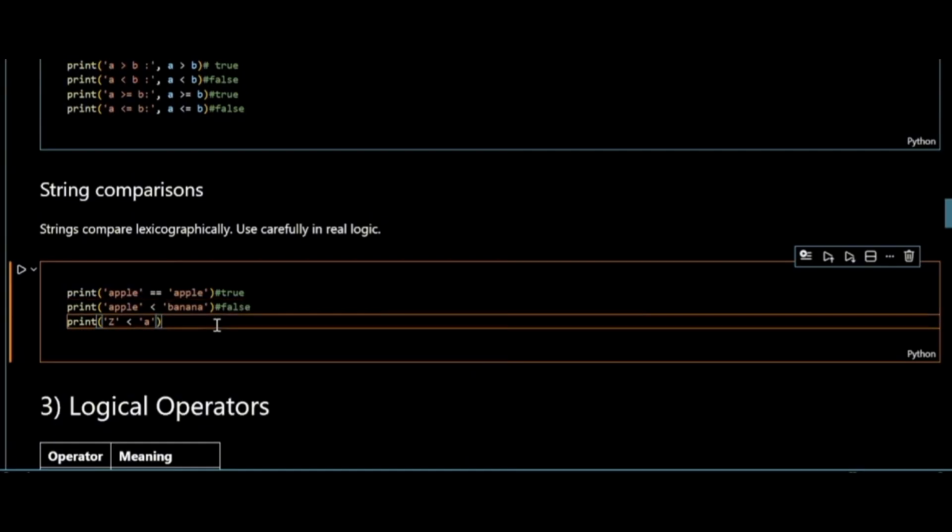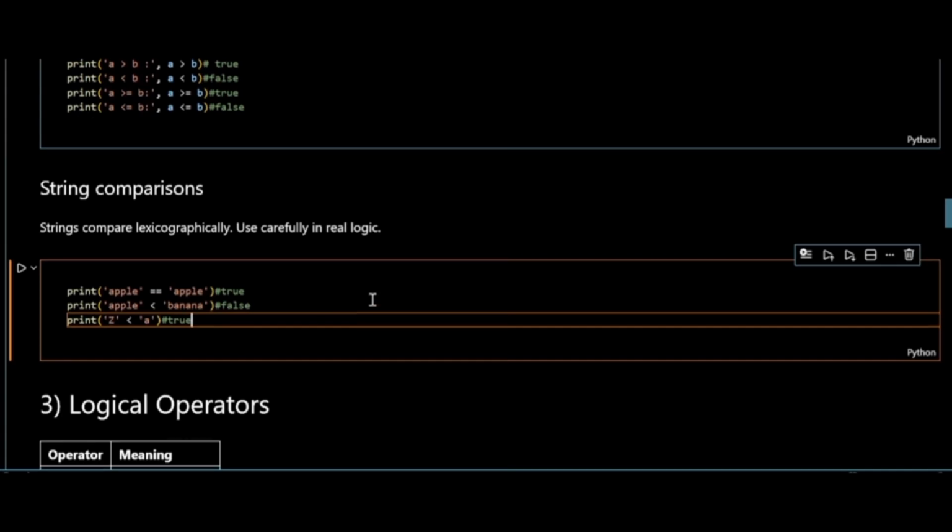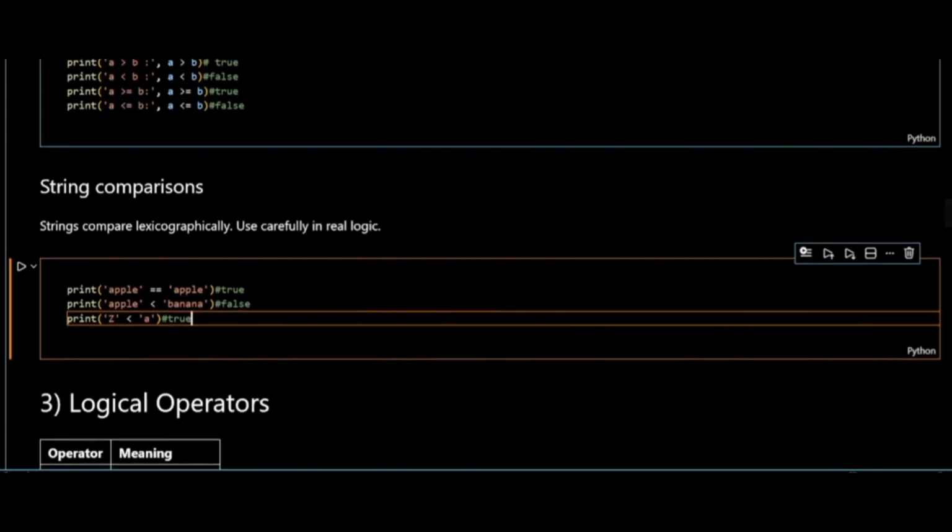And finally, we have Z is lesser than a. Z is uppercase Z and a is lowercase a. Even though Z comes later in the alphabet, in ASCII value, uppercase Z has a lower ASCII value than lowercase a. So in this case, this would be true. So that's it for now. We will continue with logical operators in the next video.